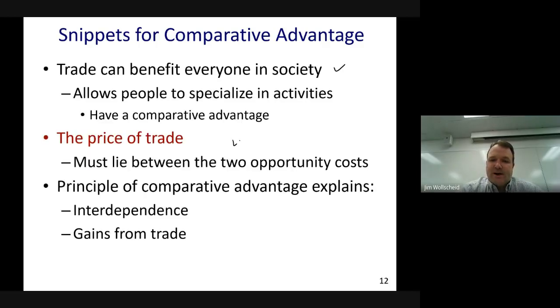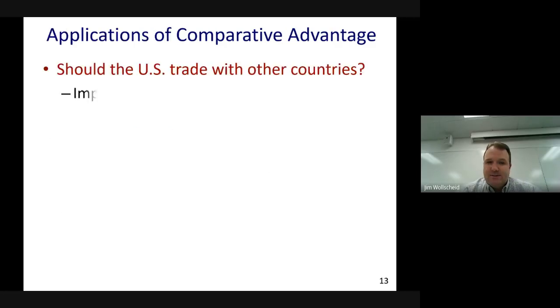So here's some more things to go through. Trade can benefit everyone. It allows us to specialize. We talked about how the price of trade must lie between the two opportunity costs. And so we can talk about why we are interdependent and why we have gains from trade.